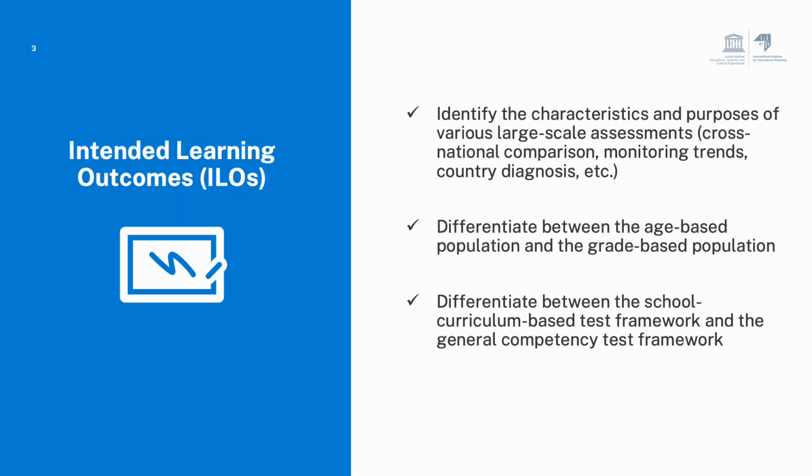There are three intended learning outcomes: to identify the characteristics and purposes of various large-scale assessments, i.e. cross-national comparison, monitoring tools, country diagnosis, etc. To differentiate between the age-based population and the grade-based population. And finally, to differentiate between the school curriculum-based test framework and the general competency test framework.